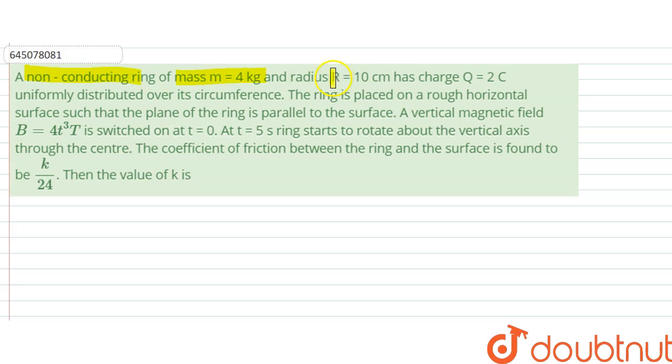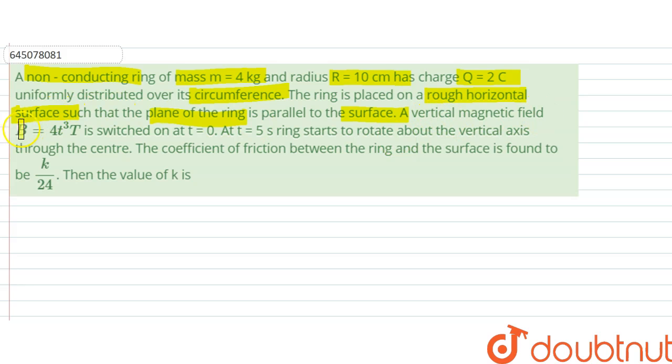Hello, we are given a question, and the question says a non-conducting ring of mass 4 kg and radius 10 cm has charge 2 coulomb, uniformly distributed over its circumference. The ring is placed on a rough horizontal surface such that the plane of the ring is parallel to the surface. So it is parallel to the surface, right?